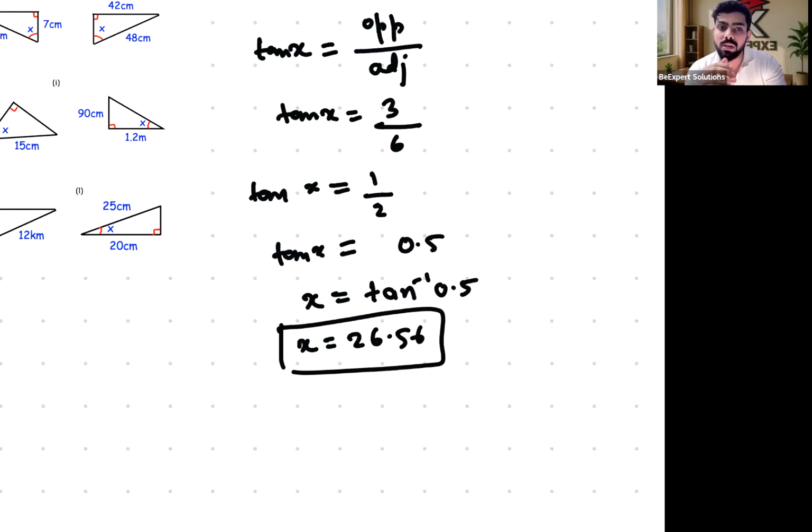Sometimes in some calculators it is given as arc tan also. So make sure you use that way also. It is a very important concept.